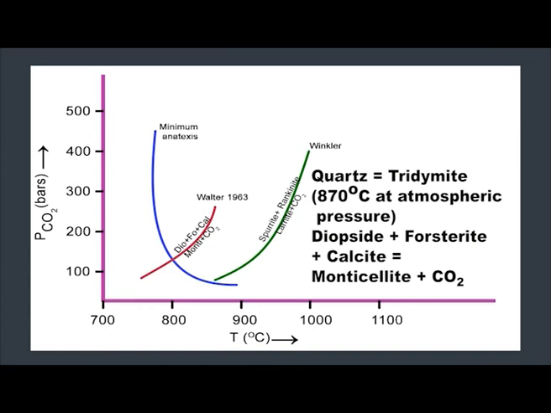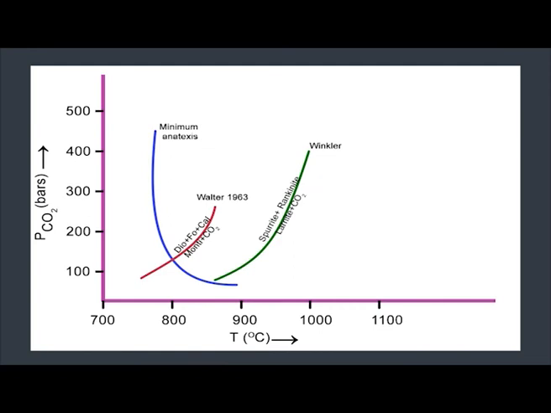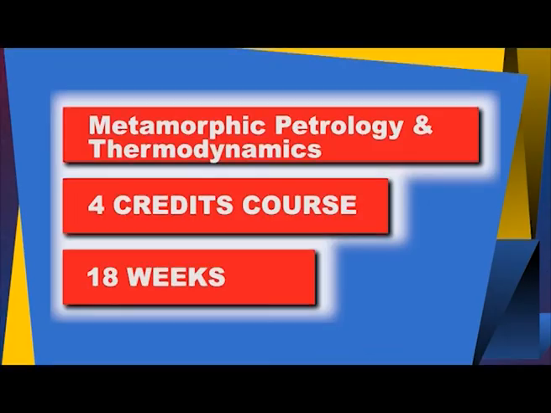The reaction quartz giving rise to tridymite occurs at 870 degrees centigrade at atmospheric pressure. A second important reaction, diopside plus forsterite plus calcite giving rise to monticellite plus CO2, suggests a temperature of more than 800 degrees centigrade for the beginning of the sanidinite facies. The upper temperature limit may be indicated by 1000 degrees centigrade. The reaction spurrite plus rankinite gives rise to larnite plus CO2. The field occurrences indicate that pressure must have been less than 500 bars in the sanidinite facies.